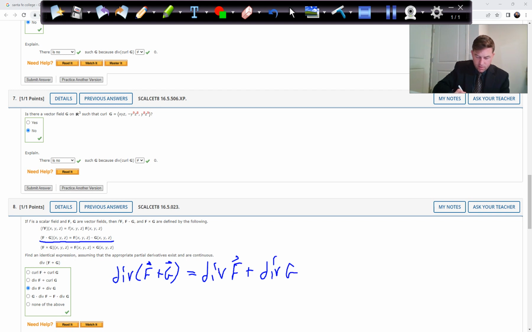We could prove this if we wanted to, by picking two vector fields with continuous partial derivatives, and we could show that this is true, but for the sake of time, let me just say that you can do this. So that would be the answer for this one.